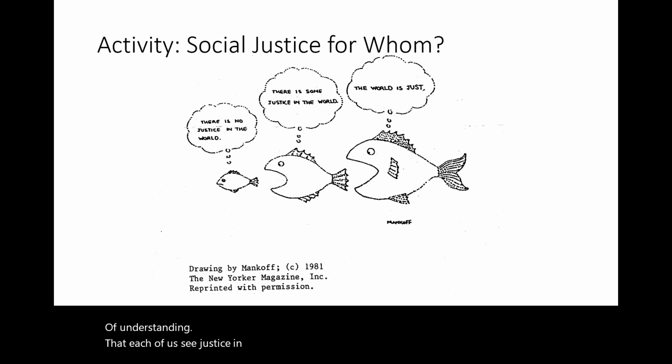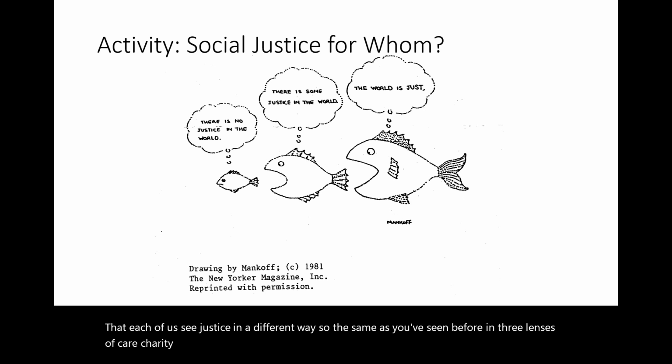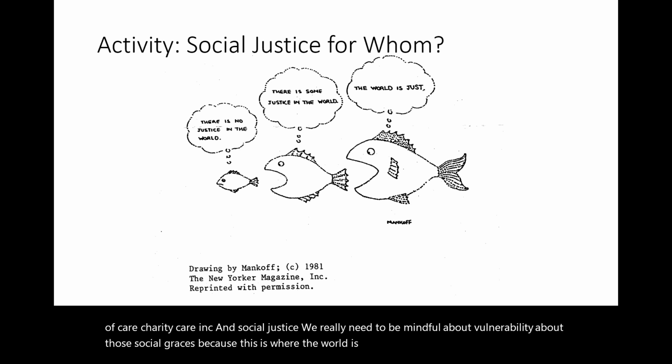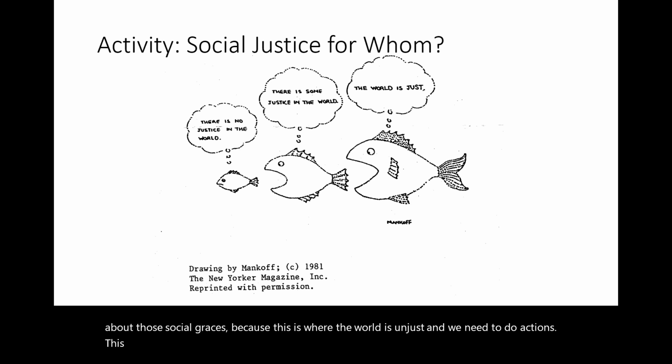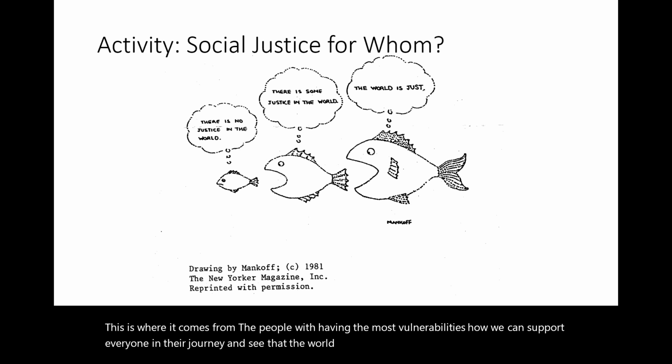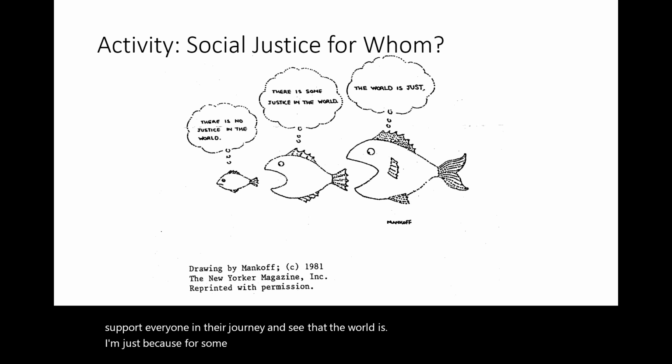So, the same as you've seen before in the three lenses of care, charity, caring, and social justice, we really need to be mindful about vulnerability, about those social graces, because this is where the world is unjust and we need to take action. This is where it comes from, the people with the most vulnerabilities, how we can support everyone in their journey and see that the world is unjust. Because for some people, it's wonderful.